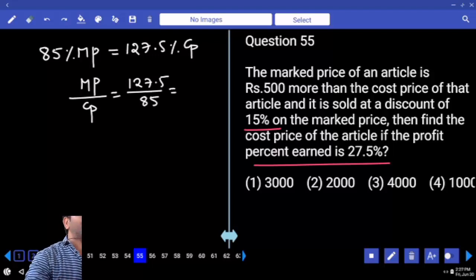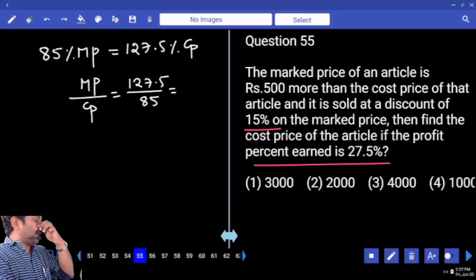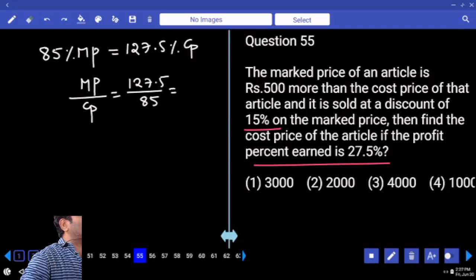We want to have a simplified value, and I told you many times: take the difference between numerator and denominator. How much is the difference between numerator and denominator? Come on. 42.5. Your denominator is exactly 2 times that number, and that means the numerator must be 3 times only.